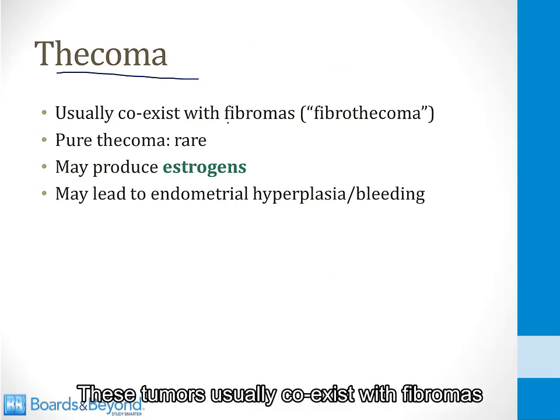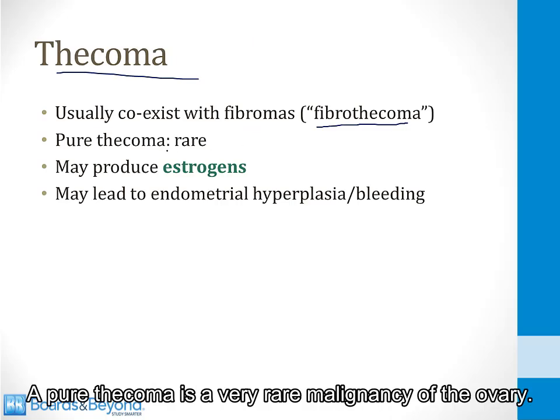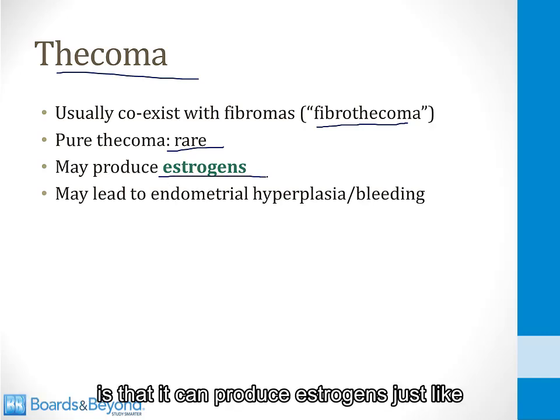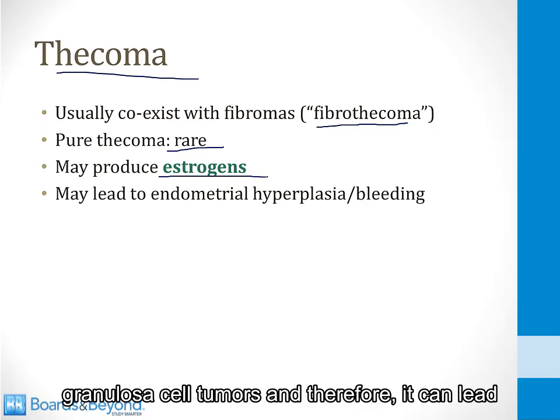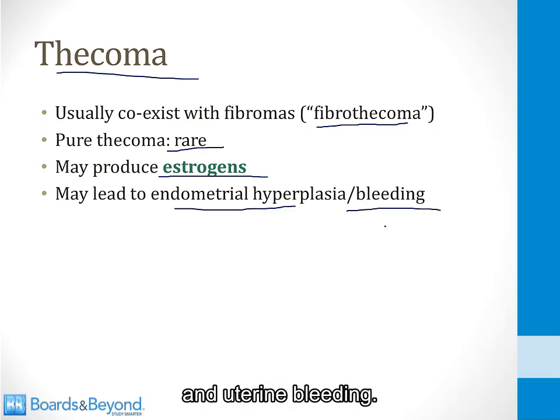These tumors usually coexist with fibromas and are called a fibrothecoma. A pure thecoma is a very rare malignancy of the ovary. What you need to know about this type of ovarian tumor is that it can produce estrogens just like granulosa cell tumors, and therefore it can lead to estrogen-related symptoms like endometrial hyperplasia and uterine bleeding.